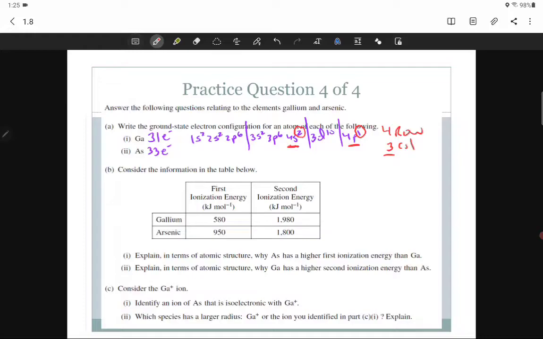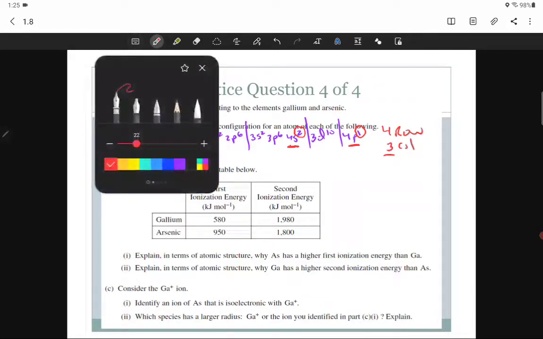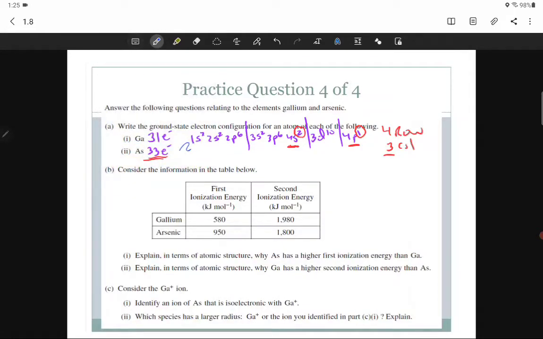Okay, so now the next one, very similar, but it's just going to have a little bit of a different ending. I'll write the whole thing out. Let's give it another different color here. Let's go blue. So still 1s2. We're gonna basically go exactly the same, just go 2 more electrons past that.